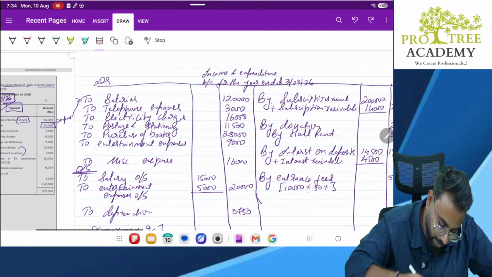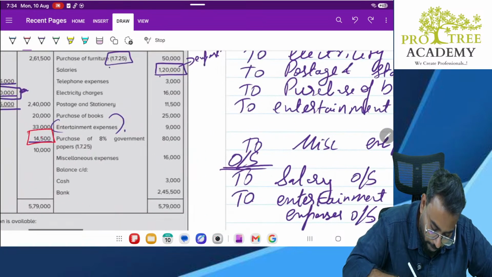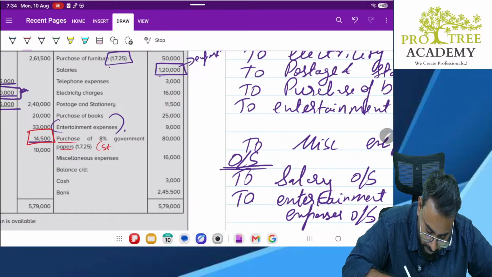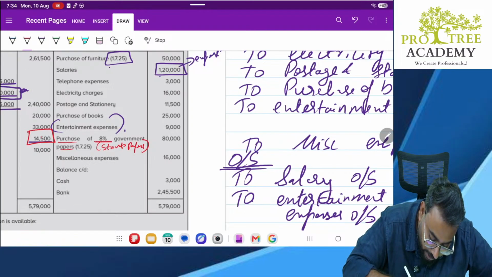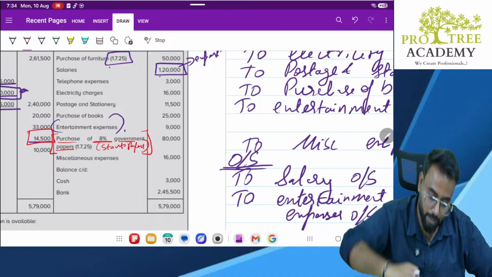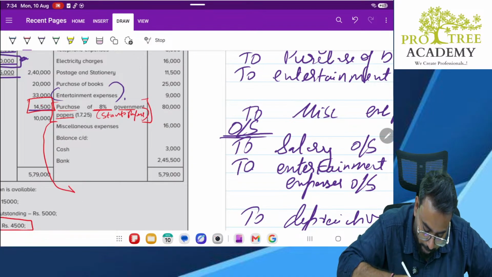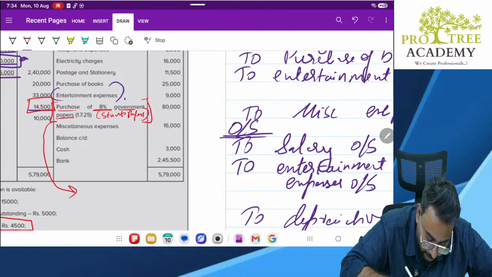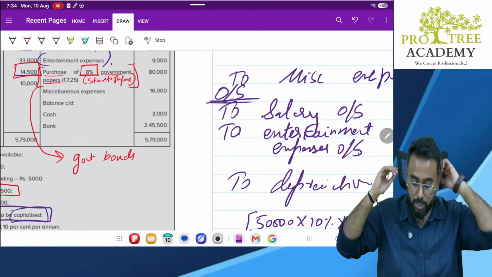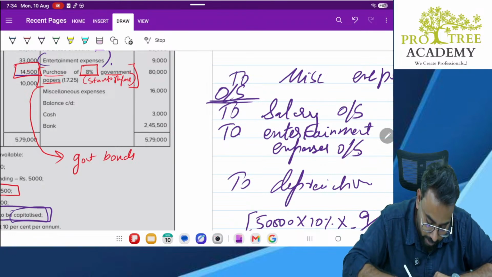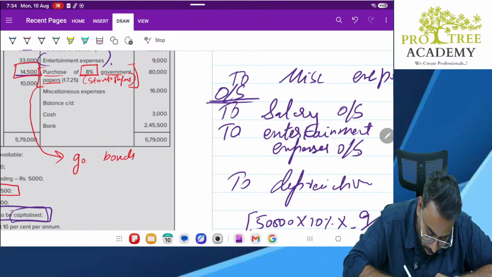See, I read this as purchase of government papers. I thought they were stamp papers. It is not a stamp paper. It is 8% government paper. Purchase of 8% government paper means we are purchasing government bonds. I didn't read this 8%. I missed it. It was an oversight. Sorry to create the confusion.